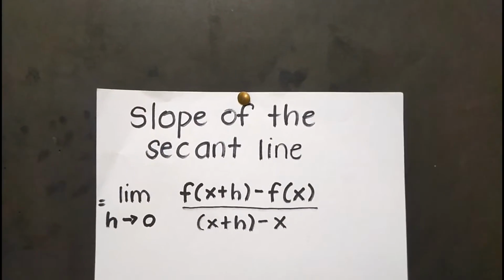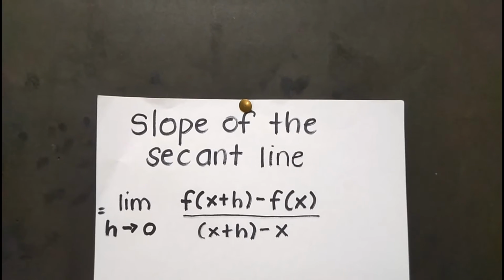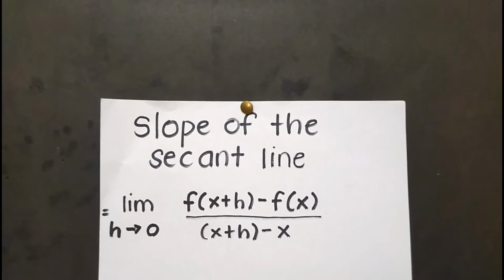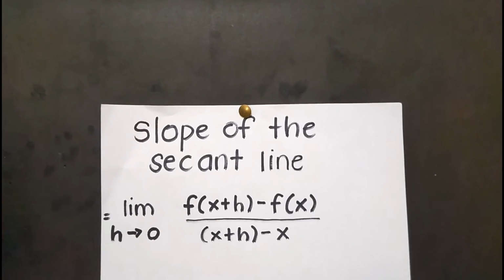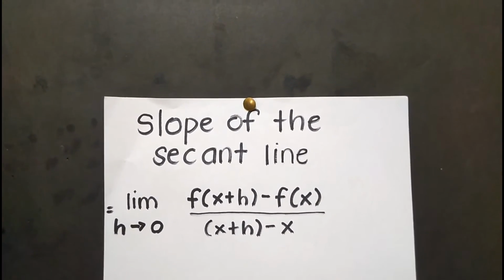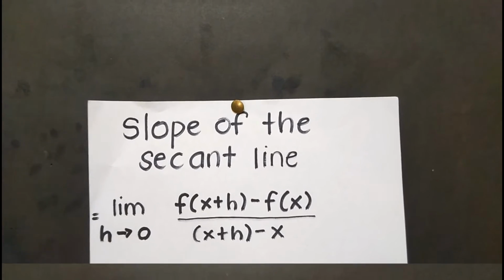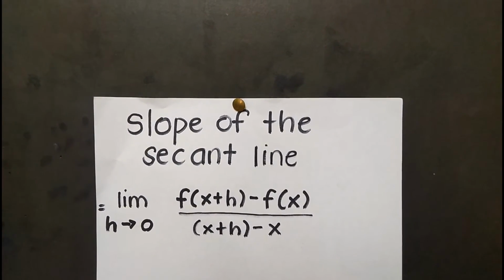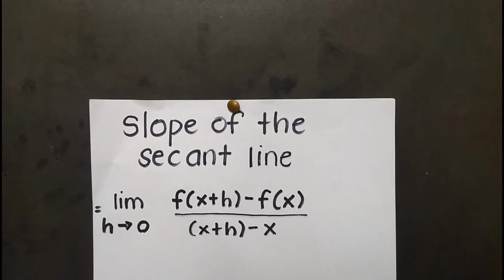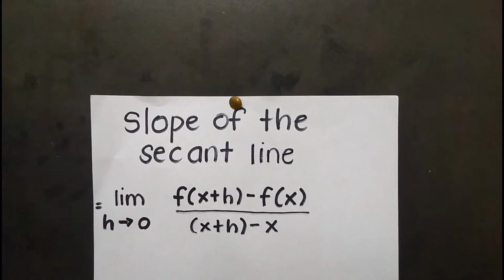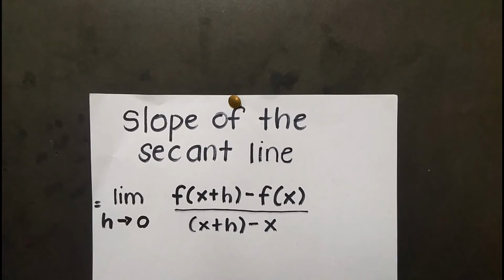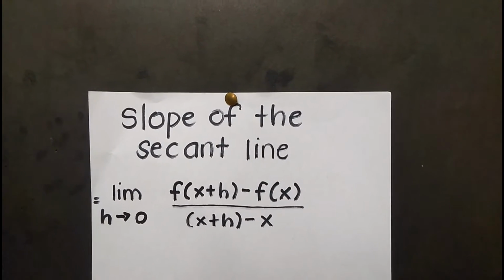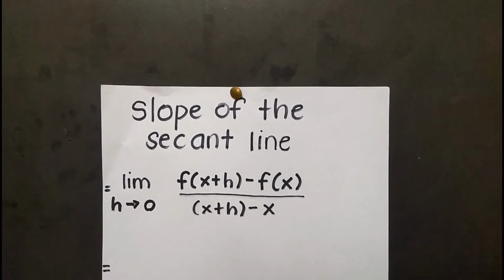And now, we will solve how we come up with the formula given earlier, which is f prime of x equals the limit of f of x plus h minus f of x all over h as h approaches 0.